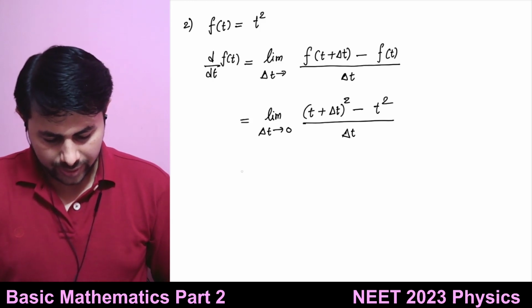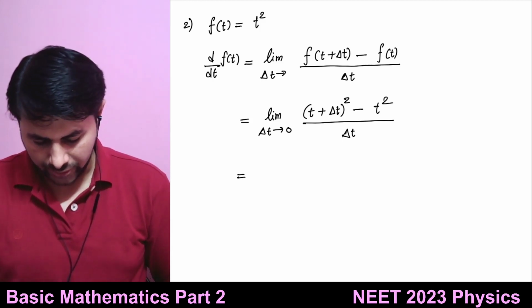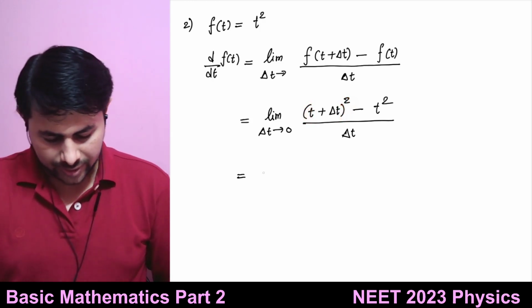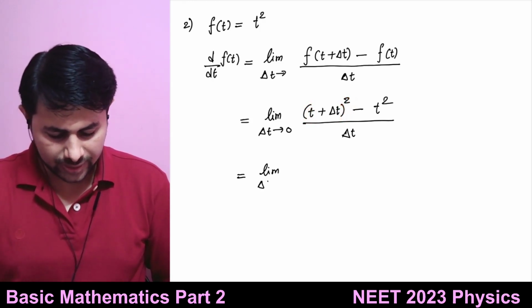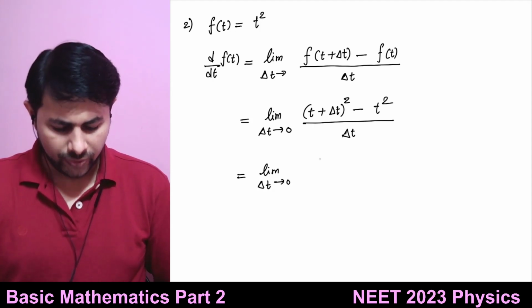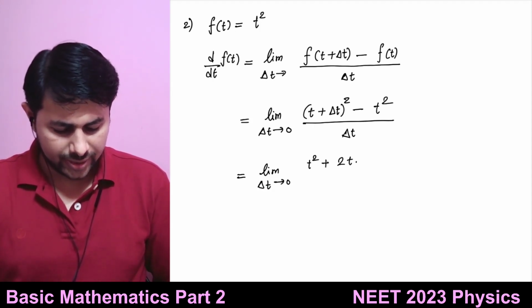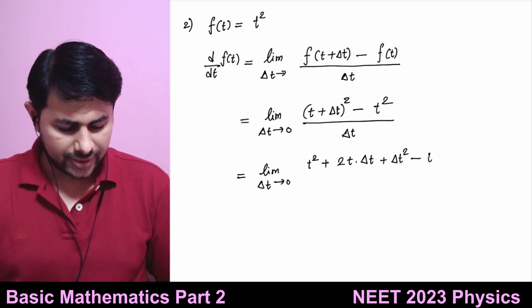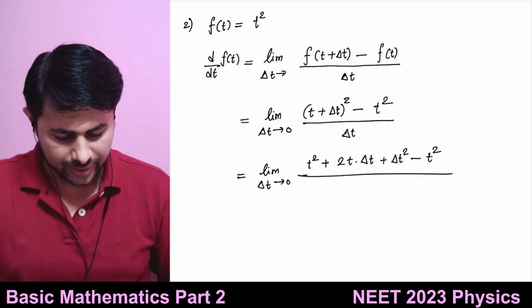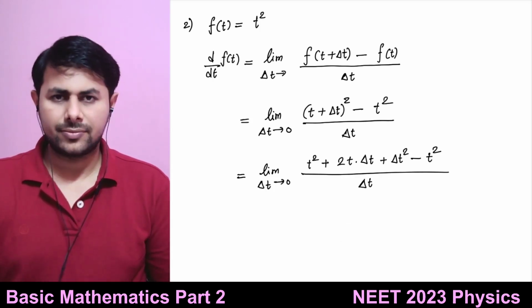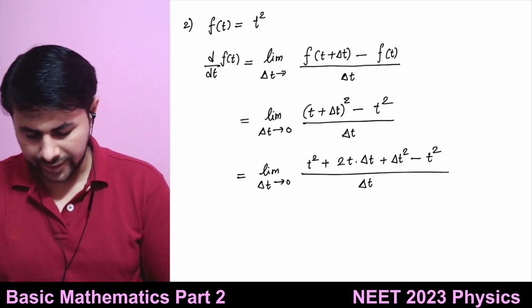Okay, so now we have this bracket square, so we can expand it. So limit delta t tends to 0. We are getting t square plus 2 times t multiplied by delta t plus delta t square minus t square, divided by delta t. Okay, so what's getting cancelled here?